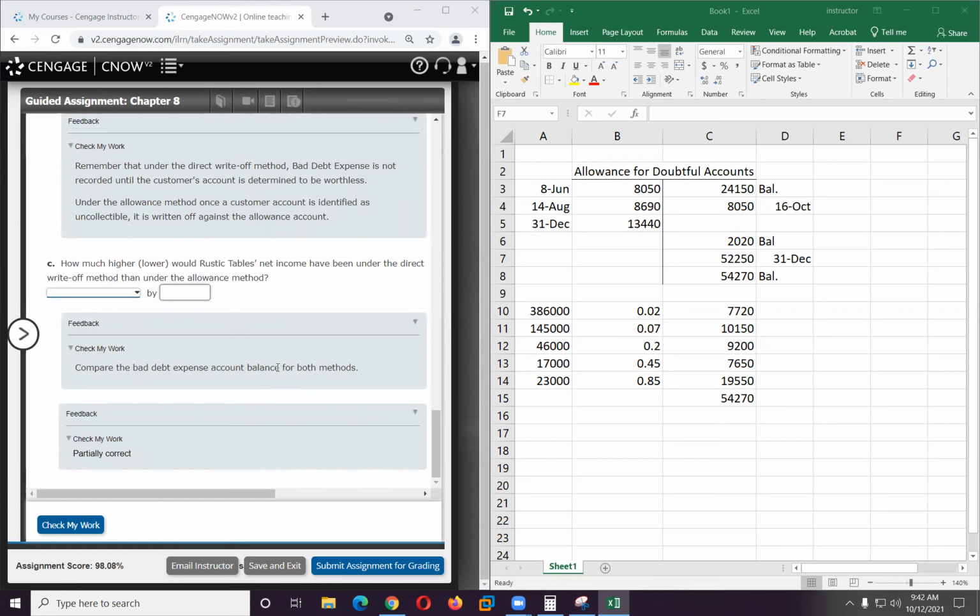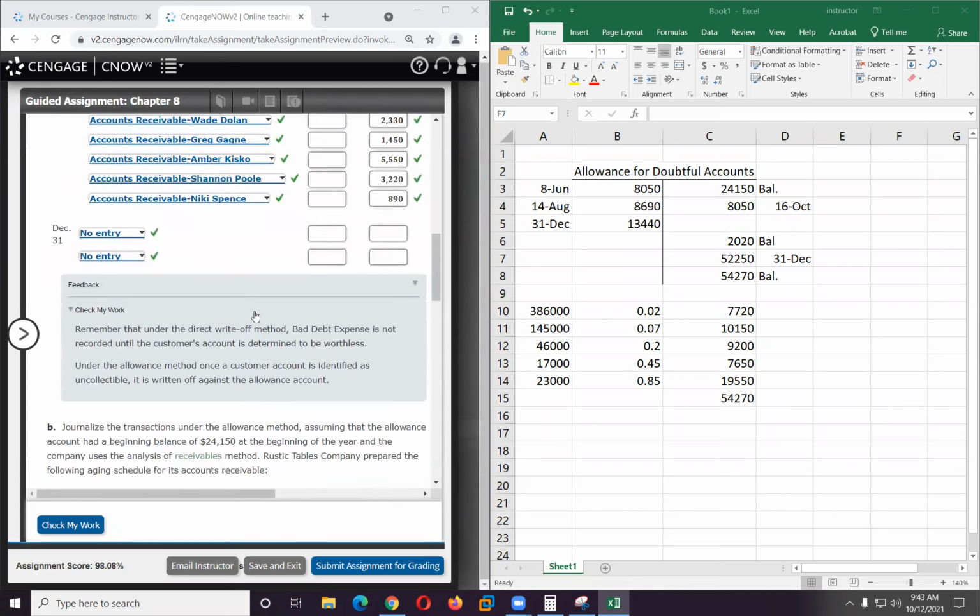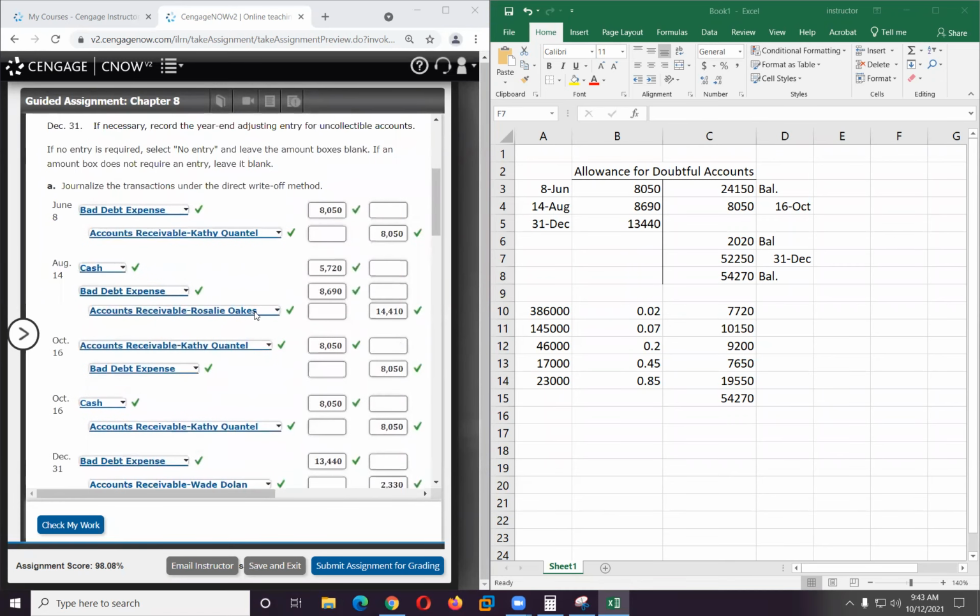Yeah, we should do that. How much higher or lower would Rustic Table's net income have been under the direct write-off method than under the allowance method? So recognize that revenue doesn't change regardless of the method we use. So the only thing that's going to change is the expense, and that's what's going to dictate the difference in our net income. So if we scroll up and look first at the direct write-off method, in essence, I can just try to figure out the total amount of expense I took.